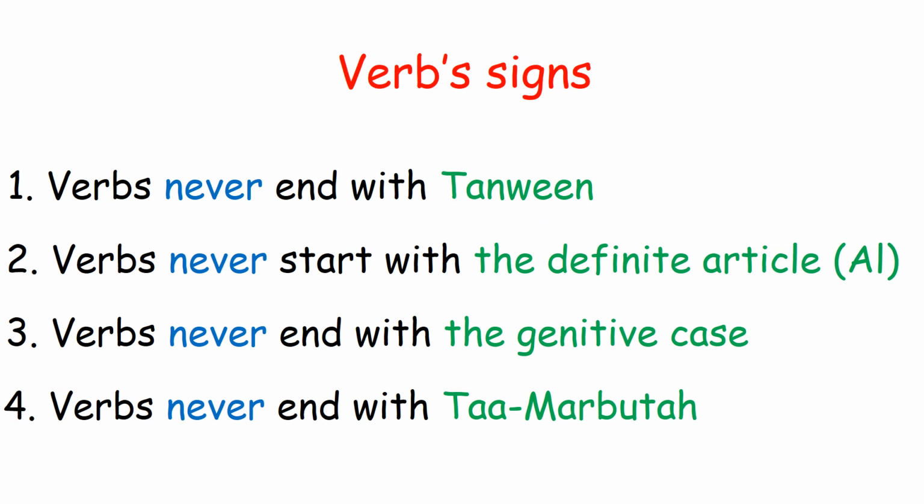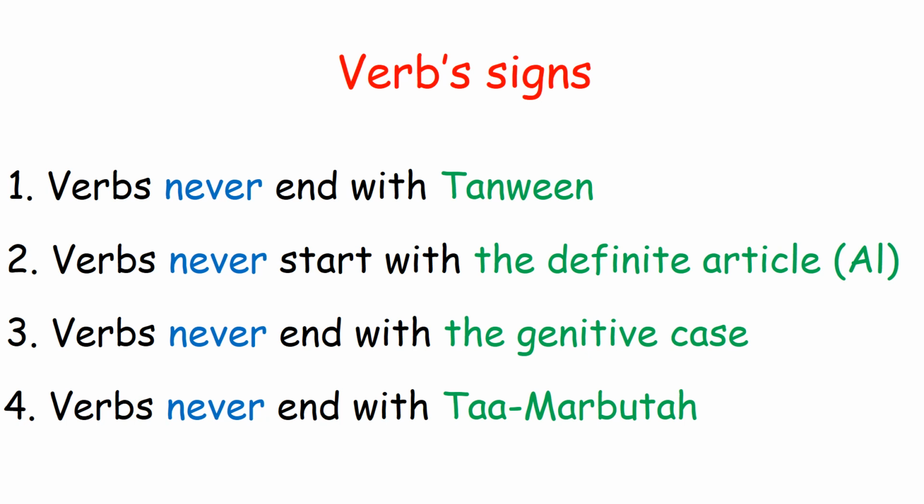So, the rule is that verbs will never showcase noun signs, which means that under no circumstances will verbs end with tanween, start with a definite article al, or end with the genitive case, i.e. كسرة or tanween al-kasr. They will also never end with تا مربوطة. Instead, if a verb ends with the letter تا, it will always be a تا مفتوحة.